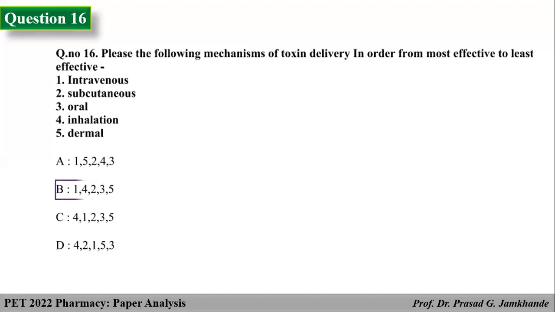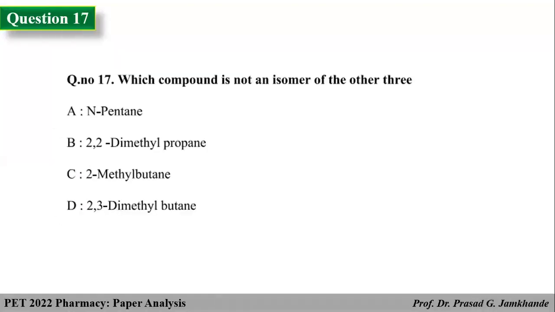Oral route has less absorption, but it is better than the dermal, because the dermal layer is less vascular. So the correct answer is the B option, which gives the sequence of most effective, that is 1, 4, 2, 3, 5.